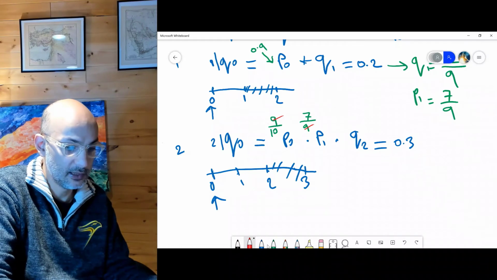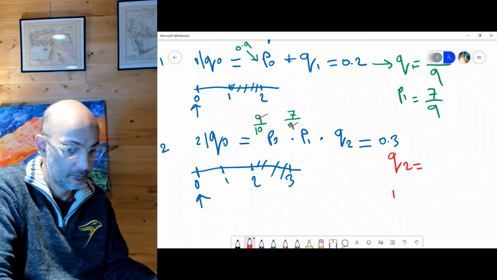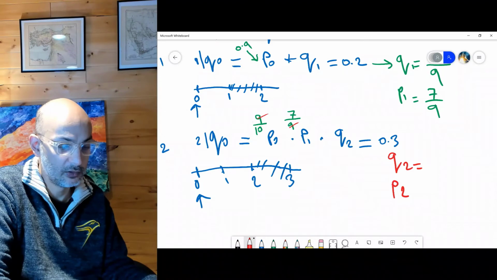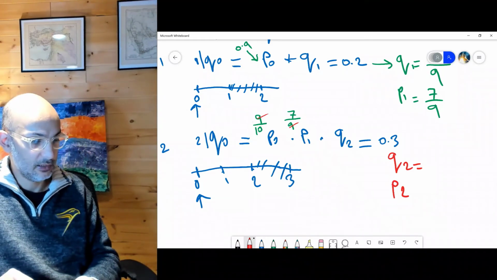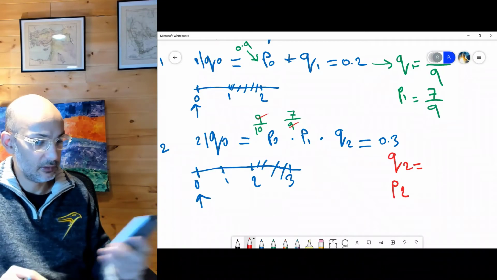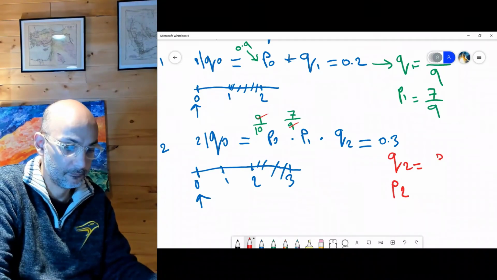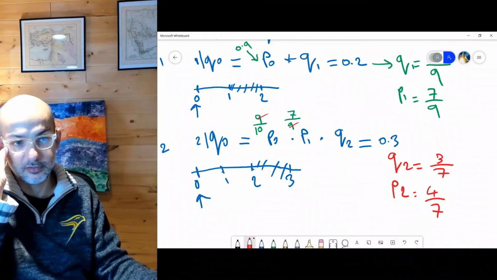Then you can take q2 and then p2. If you do that, q2 times 7 over 10 equals 3 over 10, so q2 equals 3 over 7, so we don't need a calculator. And p2 will be 4 over 7 if we need it, right? Does that make sense?